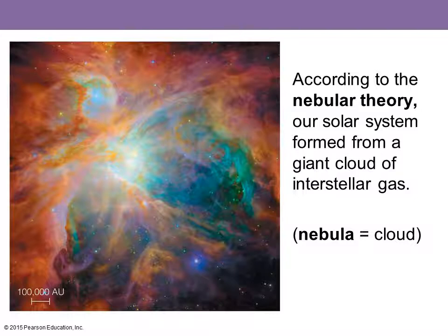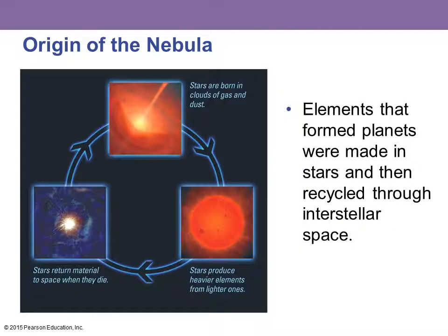So according to the nebular theory, our solar system formed from a giant cloud of gas, interstellar gas. Nebula means cloud. Of course, the cloud itself isn't hot, and it's just kind of floating around in space. But there's one thing that's going to bring it together, and that's, of course, gravity.